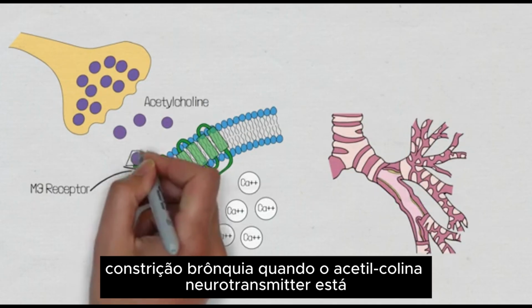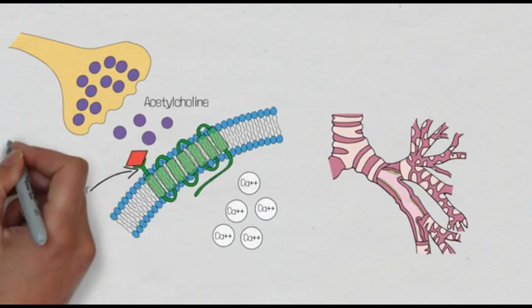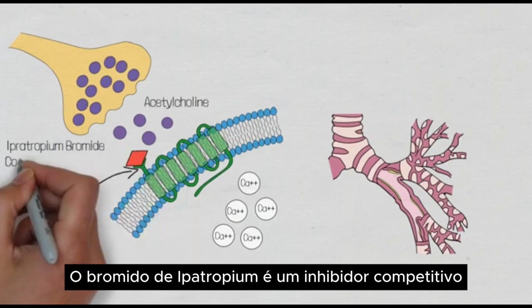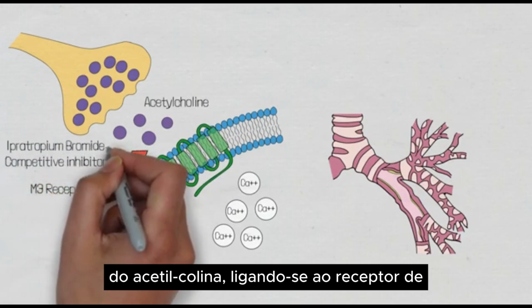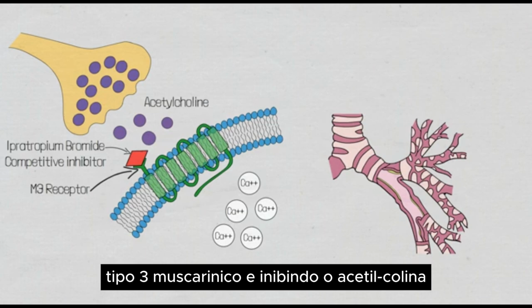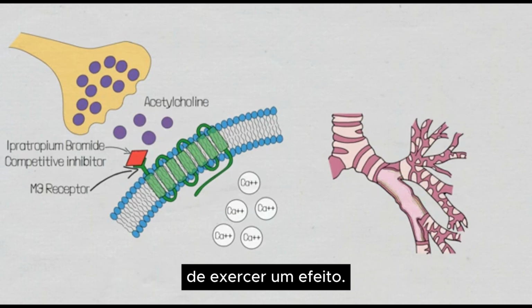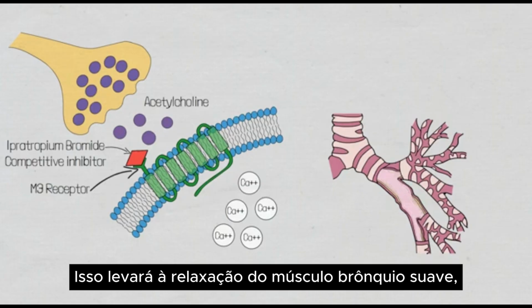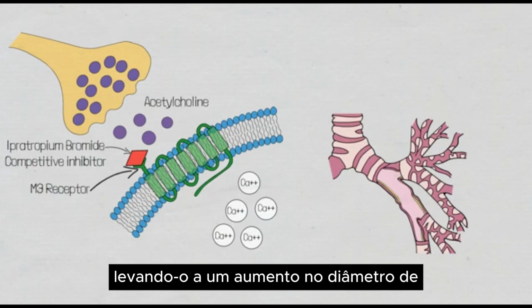Ipratropium bromide is a competitive inhibitor of acetylcholine, binding to the muscarinic type 3 receptor and inhibiting acetylcholine from exerting an effect. This will then lead to relaxation of bronchial smooth muscle, leading to an increased airway diameter and easier passage of air, making it easier to breathe.